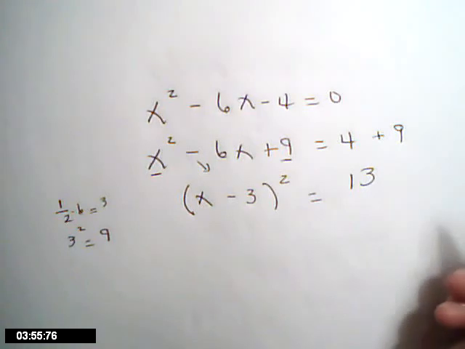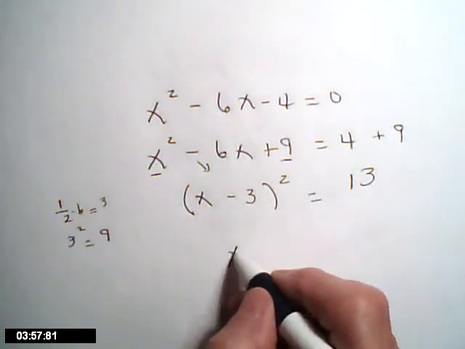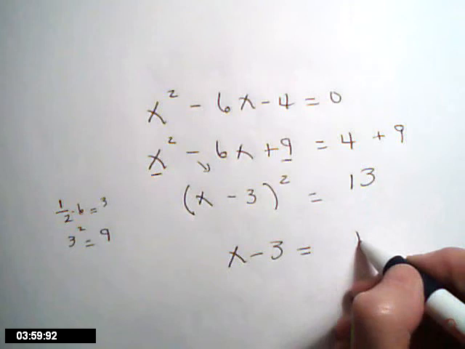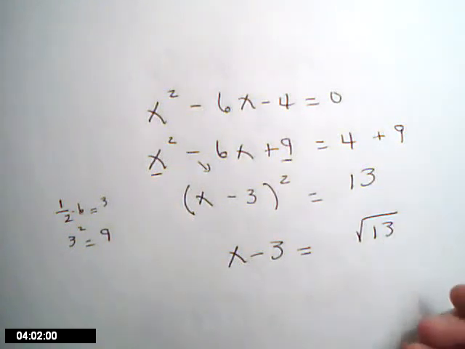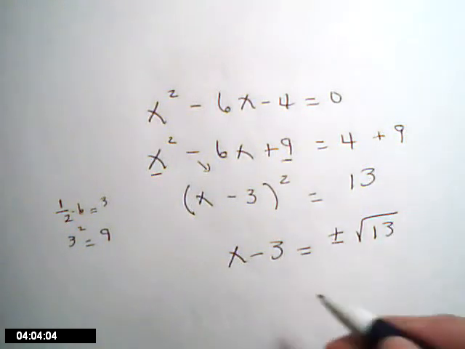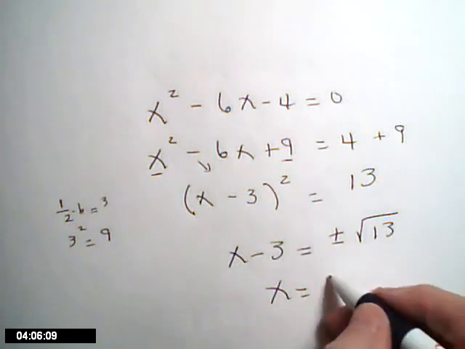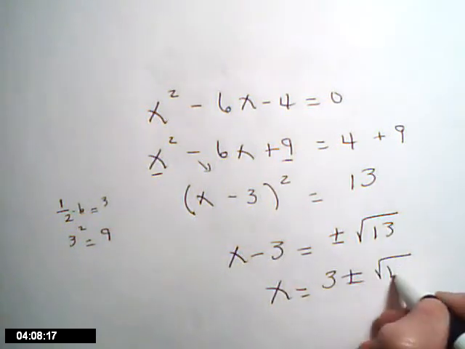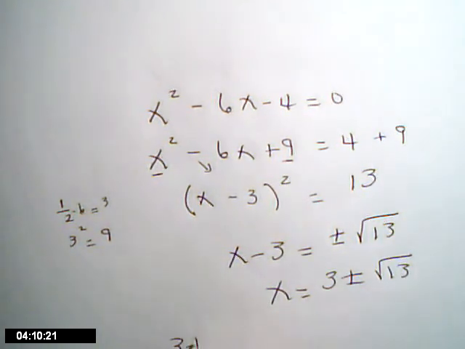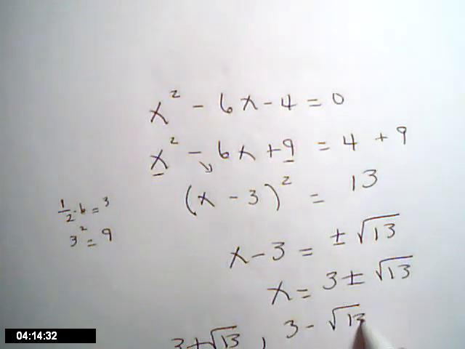Now you need to take the square root of both sides. Left side will be x minus 3. Right side will be square root of 13. That will not simplify. It's a plus or minus. I need x by itself, so I move the 3 over. Your answer would be 3 plus square root of 13 and 3 minus square root of 13.